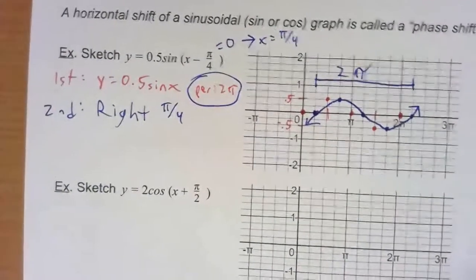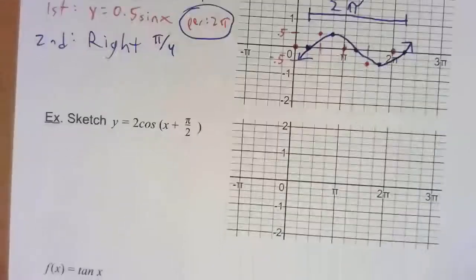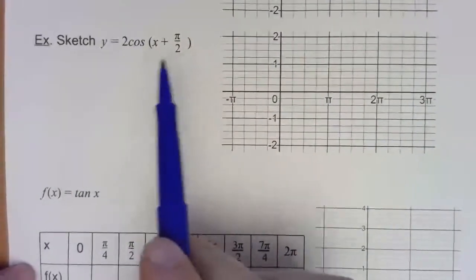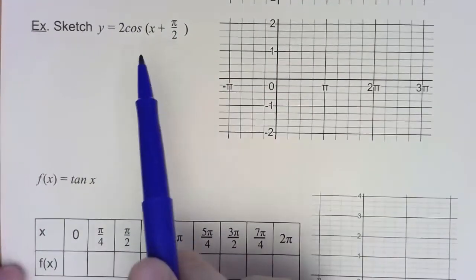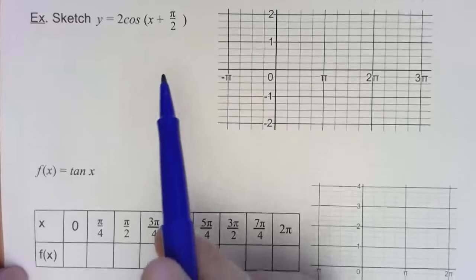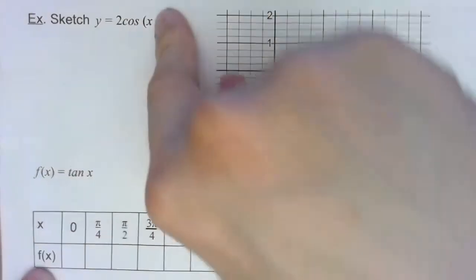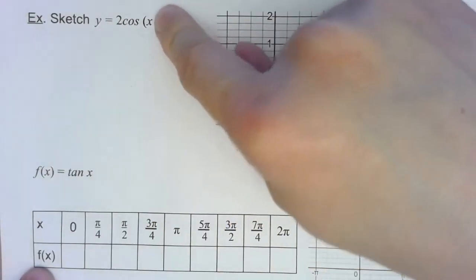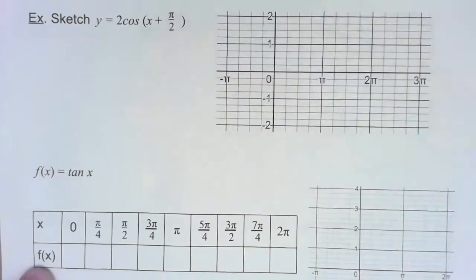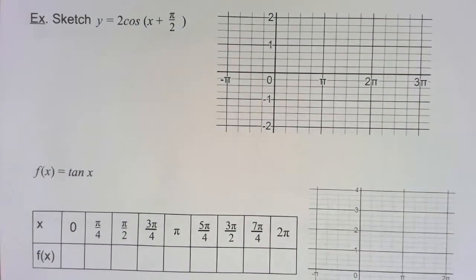Okay, so why don't you go ahead and try one of these here. Go ahead and try this one. This one is also going to have a phase shift, a horizontal shift. Again, I highly recommend that you try sketching it without that first, and then just take every point and shift it. See if you can see what that'll look like.